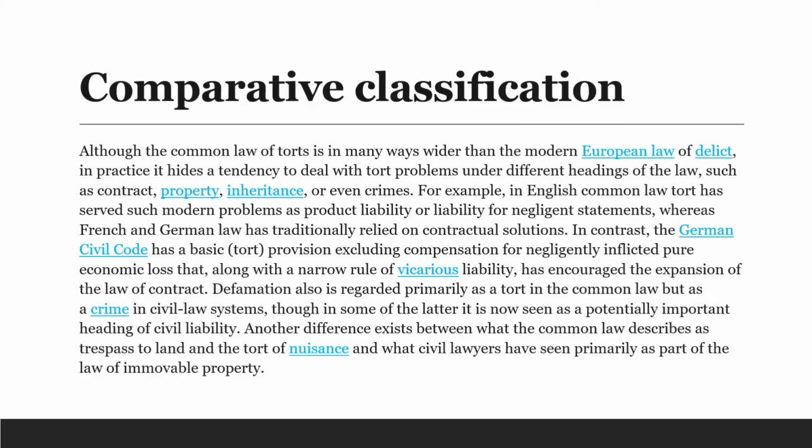Defamation also is regarded primarily as a tort in the common law but as a crime in civil law systems, though in some of the latter it is now seen as a potentially important heading of civil liability. Another difference exists between what the common law describes as trespass to land and the tort of nuisance, and what civil lawyers treat primarily as part of the law of immovable property.